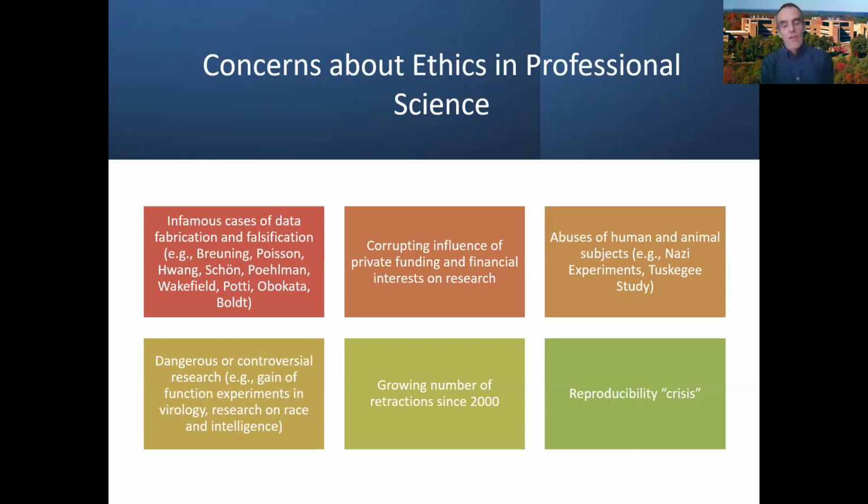Another issue in science ethics has been the growing number of retractions since 2000. Retraction is kind of like the most embarrassing or awful thing that can happen to you in science. You have to retract your paper because the data are not reliable. It turns out most of the retractions are because of ethics issues, either data fabrication or falsification, or duplicate publication and plagiarism. These things have been detected by software programs now that can detect this.